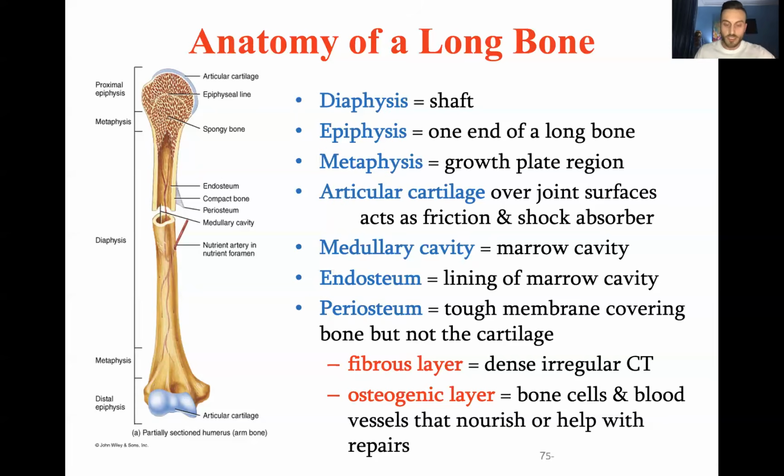It's covering the bone, and it has two very important layers. The first one is the fibrous layer, which is a dense, irregular connective tissue. And the osteogenic inner layer, which does the job of bone formation. So bone cells and blood vessels that nourish or help with the repair.